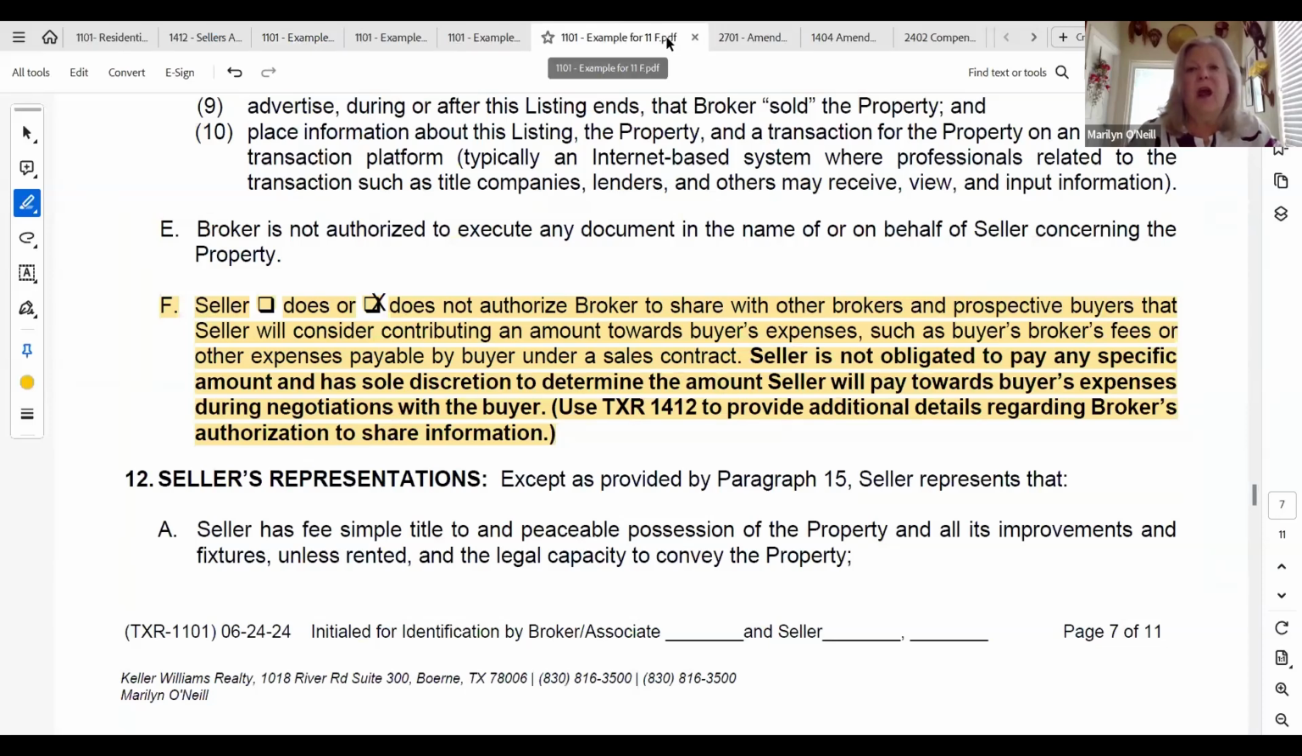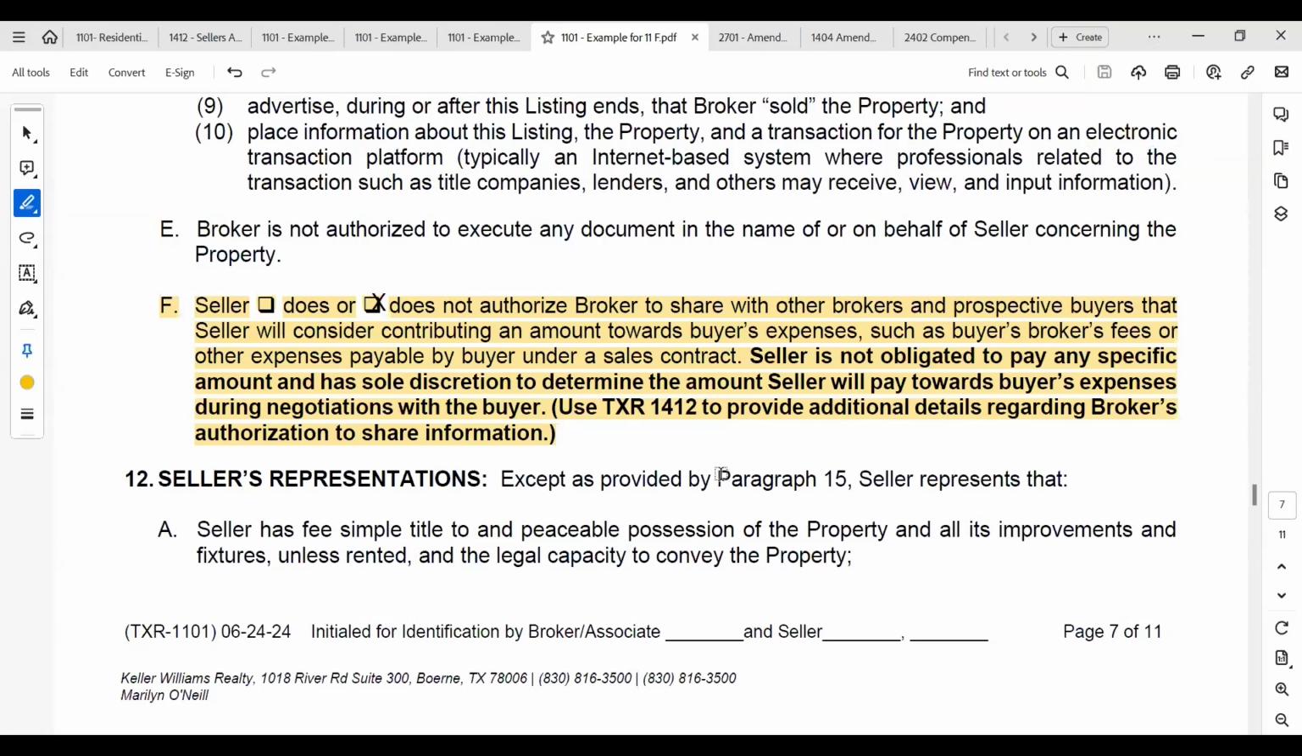Okay. So the next change in our listing as of 6/24 is in 11F. It's a new provision. And HAR created the new field July 9th that would allow a seller to give permission to the listing agent and broker to disclose that they are considering a contribution to buyer's expenses. It's not compensation. And so in 11F, the seller is going to give you permission to share information or they're not. Real straightforward. And if the seller wants to identify a further dollar amount that they want you to share with others, in the field that's in HAR MLS, you'll use the TXR 1412, which is the seller's authorization. Any questions about 11F?